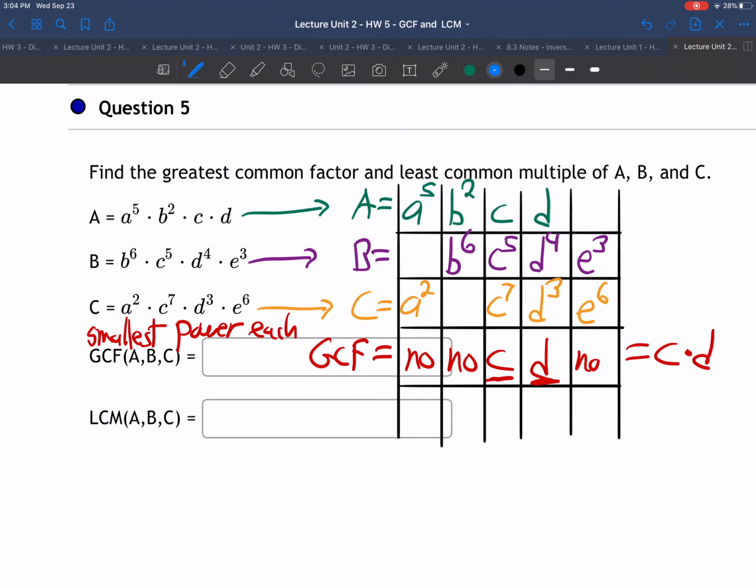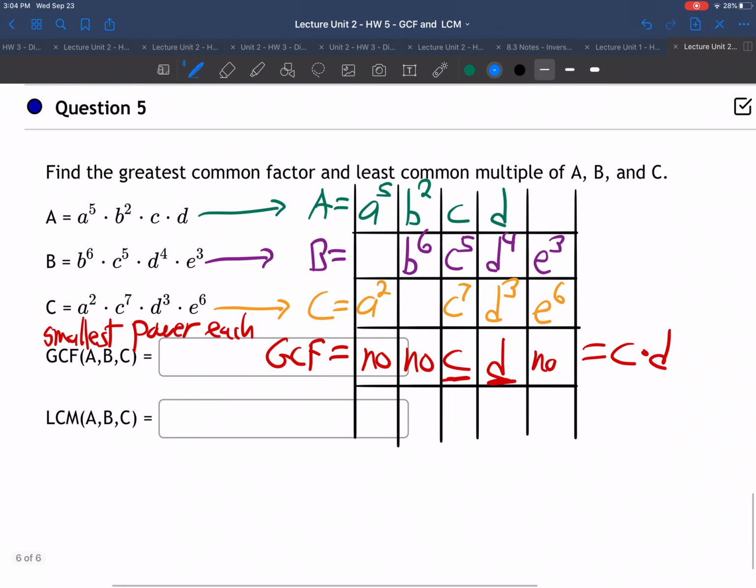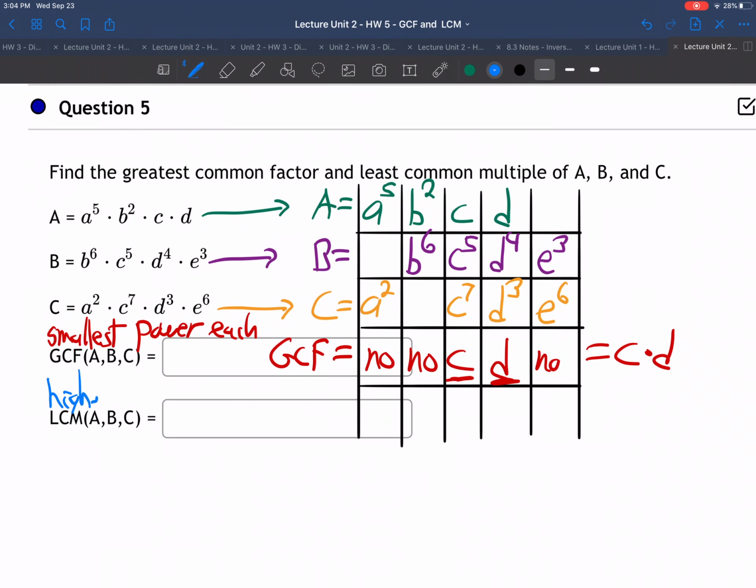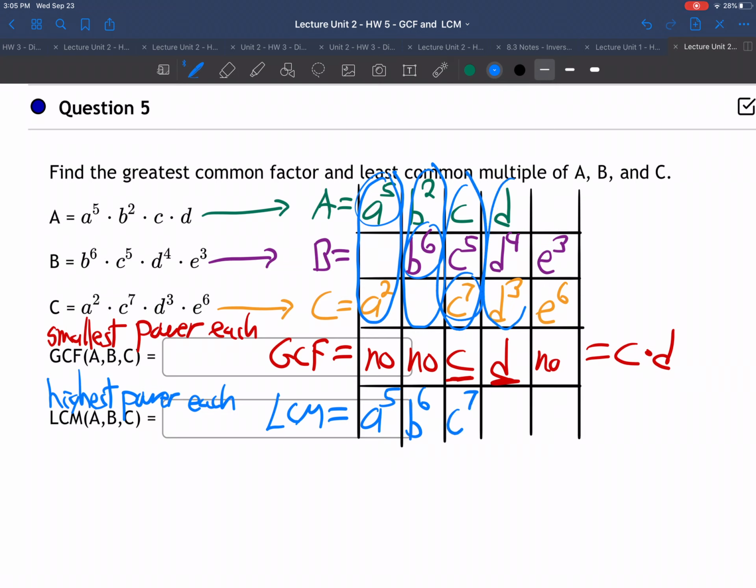Finally, let's do the LCM. Remember, LCM is always the highest power for each. So when it comes to A's, what's the highest power you see? Well, A to the 5th, right there. When it comes to B's, what's the highest power you see? B to the 6th, right there. When it comes to C's, what is the highest power you see? C to the 7th, right there. When it comes to D's, what is the highest power you see? D to the 4th, right there.